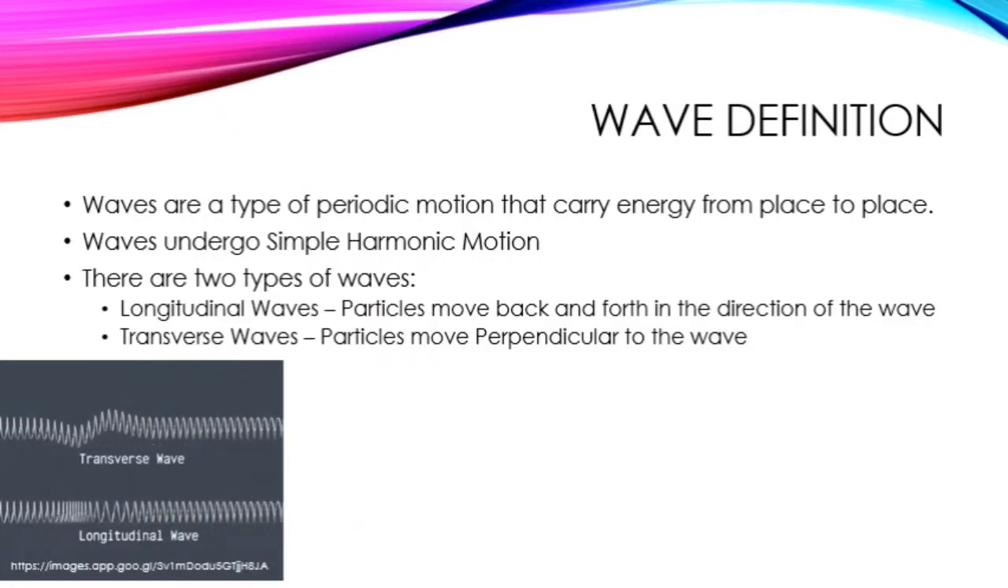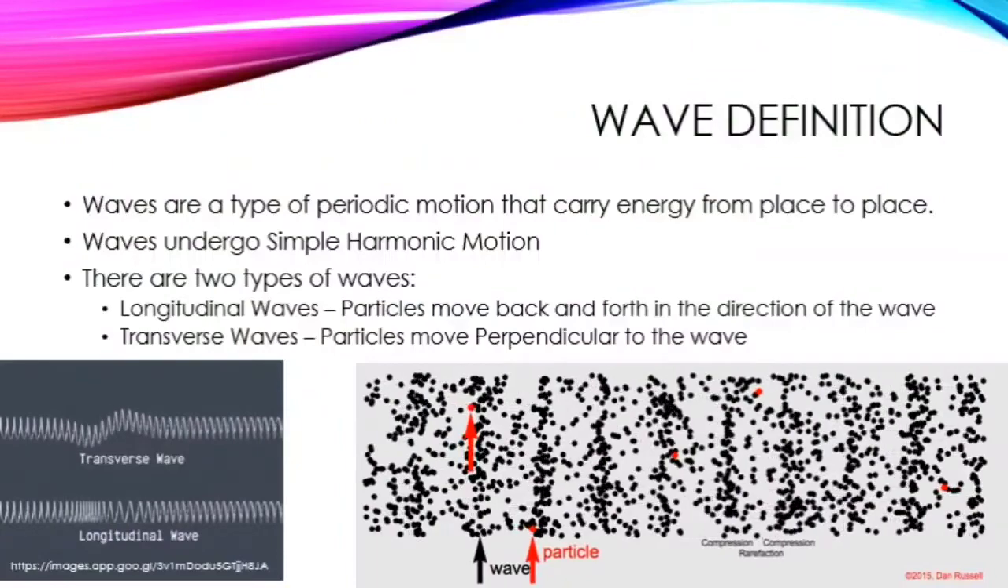You'll notice that the coils on the slinky in the transverse waves are moving up and down while the wave moves to the right. And then with the longitudinal waves, you'll notice that the coils go left and right as the wave moves to the right. So transverse means the particles are moving perpendicular, and longitudinal means the particles are moving in the same direction.